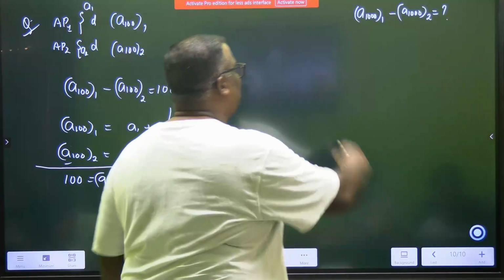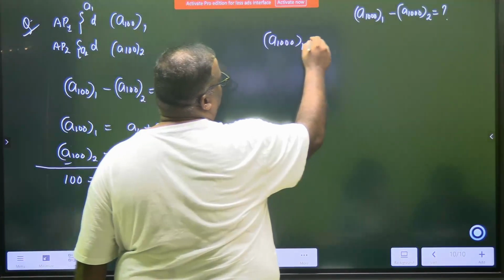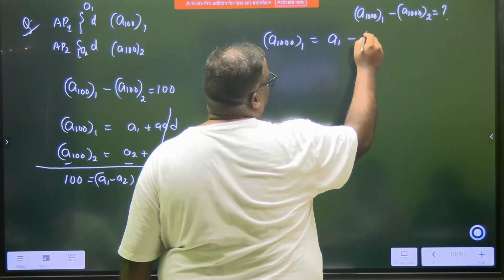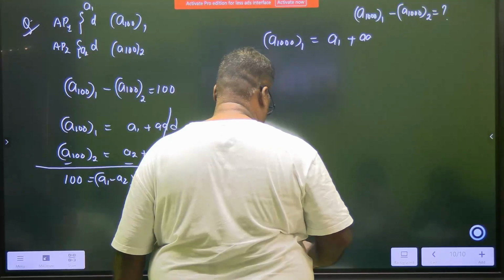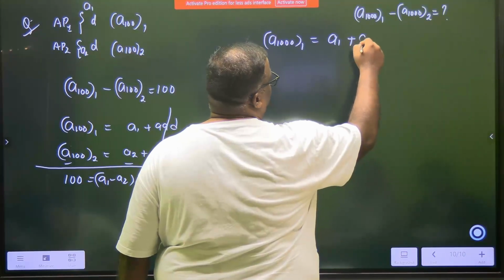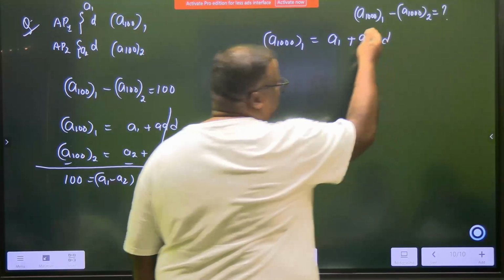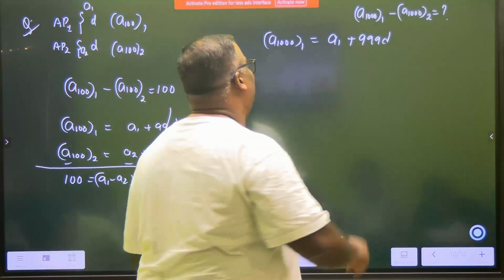Right? Now let us find out what is the 1000th term of the first AP. The first term plus how much? A1 plus 999D. This can be cat D, dog D, it doesn't matter. This will cancel. Very good.